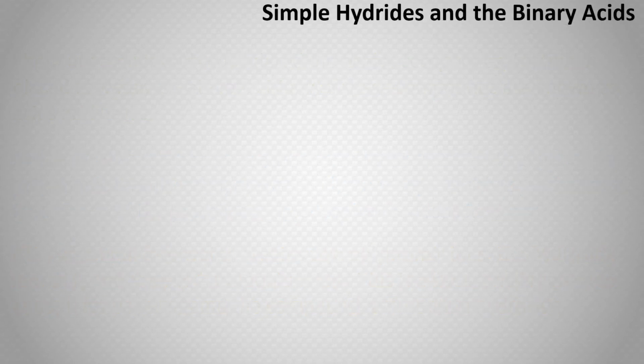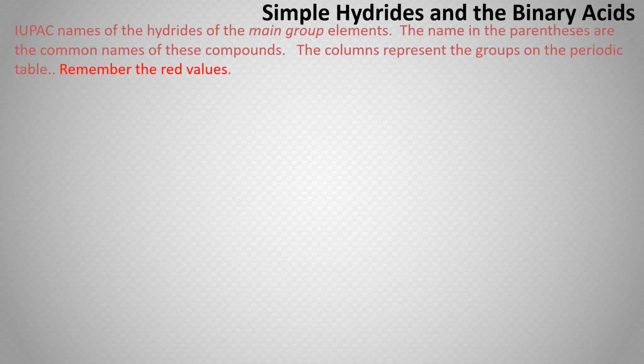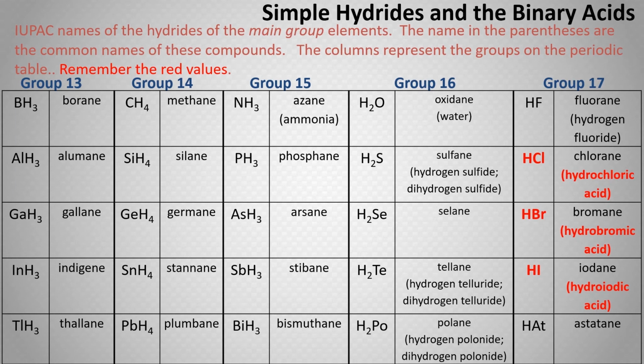We already know how to name something like LiH, lithium hydride, because this is considered a type 1 ionic compound of a metal with the H- hydride anion. But things change when we have hydride compounds with nonmetals. The following table is the IUPAC names of hydrides of the main group elements, which we would consider to be molecular compounds. In the table, the name in the parentheses is the common names of these compounds. The columns in the table represent groups with numbers identical to those on the periodic table.